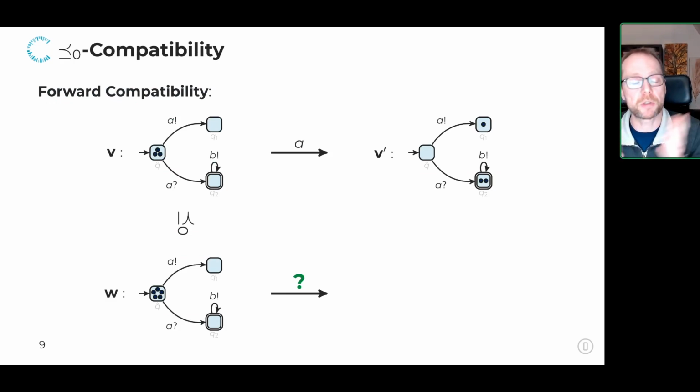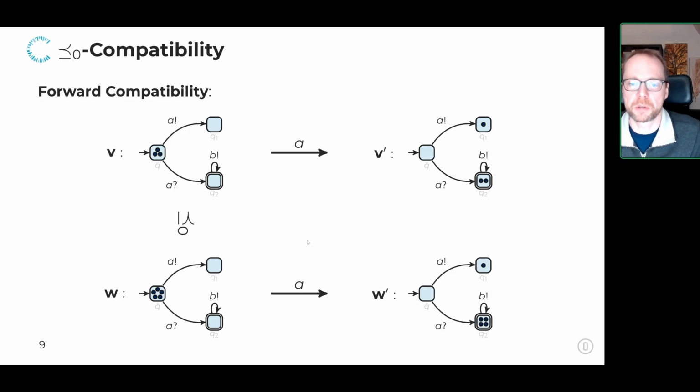Compatibility with a well-quasi order means if we have a global state, V, and a transition to a global state V prime, and we have another global state W, which is bigger than V with respect to our well-quasi order, then there must exist a transition to a W prime from this W, such that W prime is again bigger in the well-quasi order. This is forward compatibility because we took a step forward.